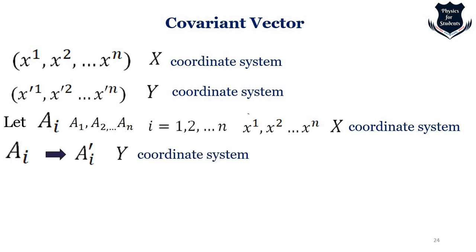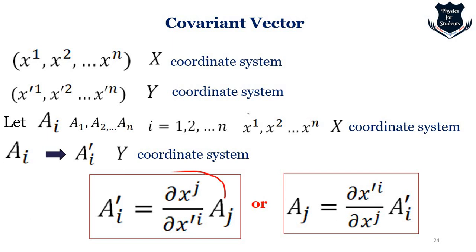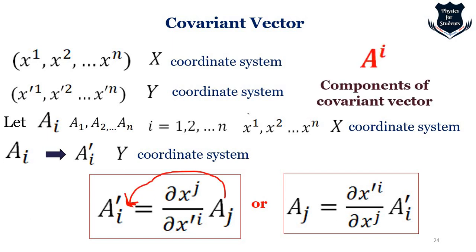If the quantity is the same, and it is transformed in the y coordinate system, then according to the rule of transformation we get this and we get this. And just by flipping, I wanted to show how this happens. So a_i are the components of the covariant vector.